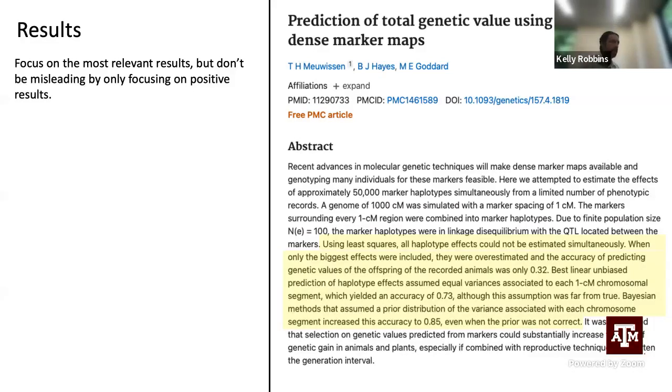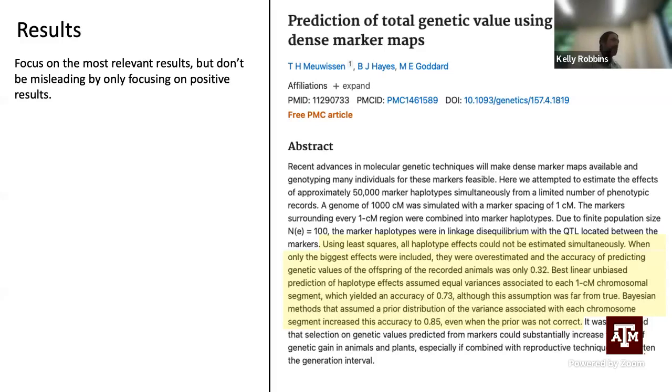When only the biggest effects were included, they were overestimated, and the accuracy of predicting genetic values of the offspring of recorded animals was only 0.32. So this is actually a pretty key finding at the time. In the 90s, there was a lot of focus on marker-assisted selection, where you would estimate the effects of markers, tracking major QTL, and you would use that to make selection decisions. Of course, we know that for major gene effects, that approach works.